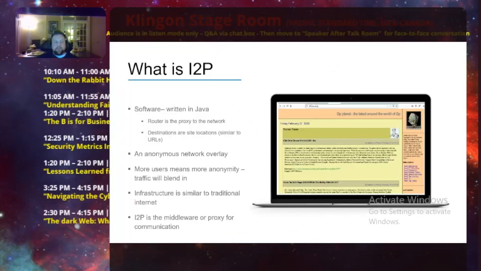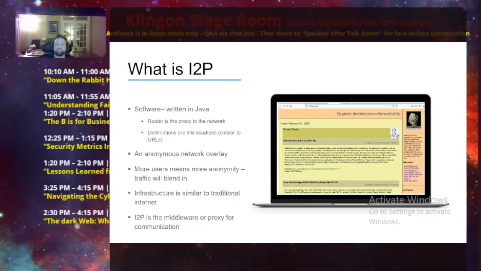So what is I2P? It's written in Java. Its router that you install on your machine is a proxy to the overall network. So you can almost think of this as an anonymous network overlay, which means the more users who are using it, the more traffic will blend in, the more anonymous you're going to be.